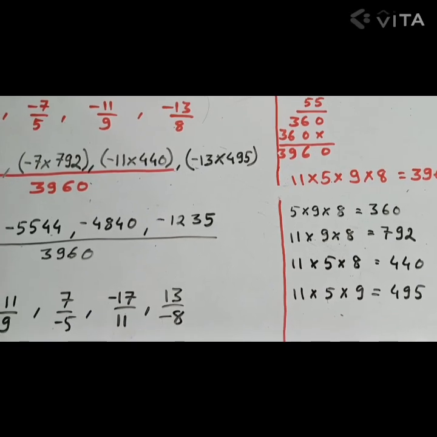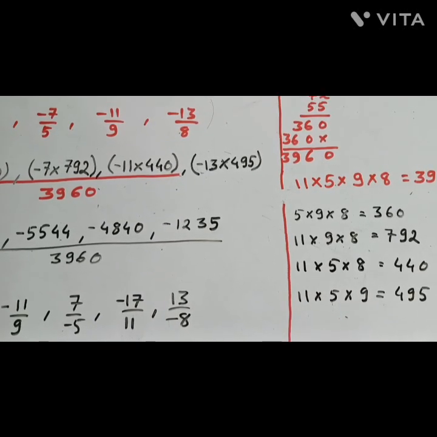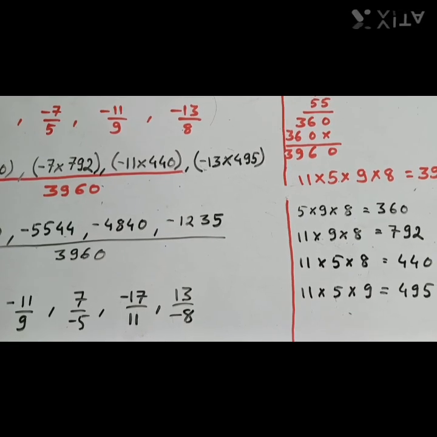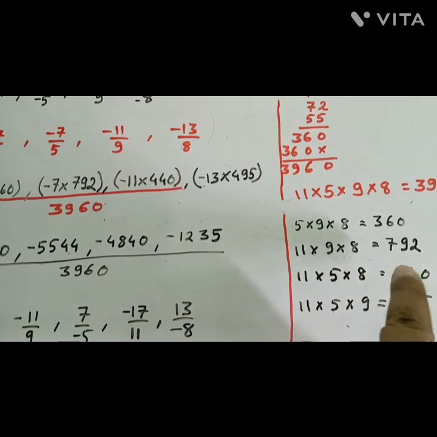Second, how many times does 5 go into 3960? Cover 5, what is its balance? 11 into 9 into 8. 11 into 9 into 8, that is 792.